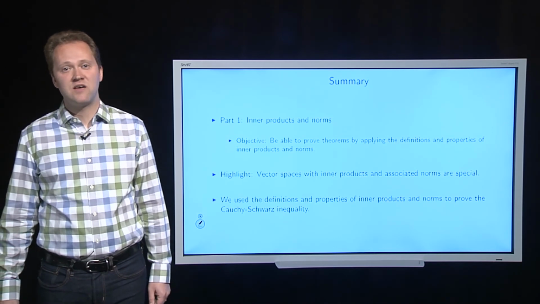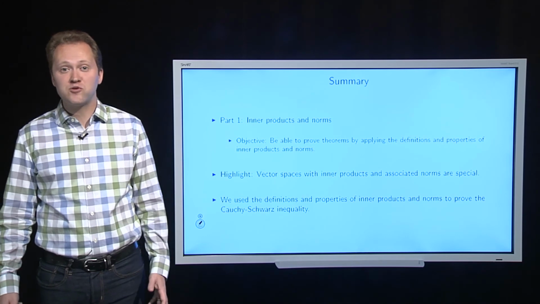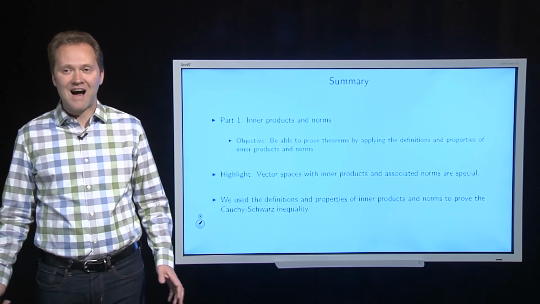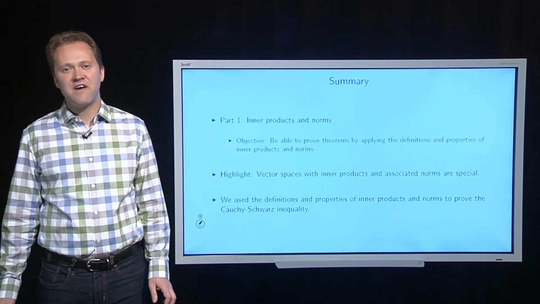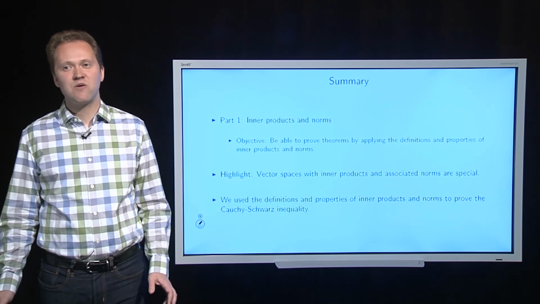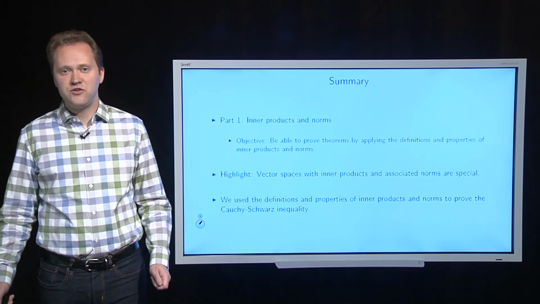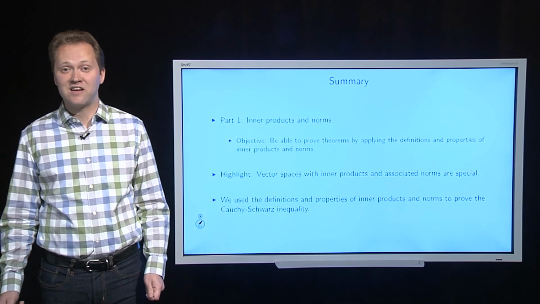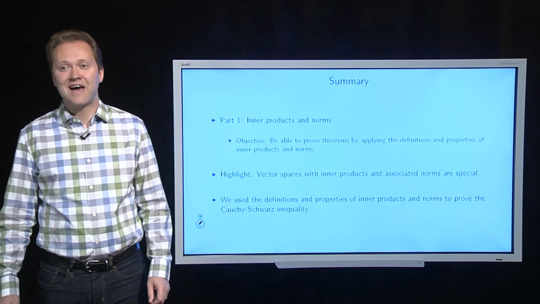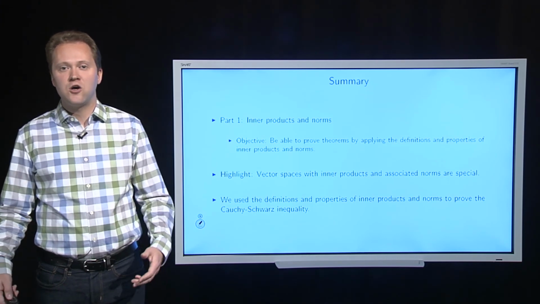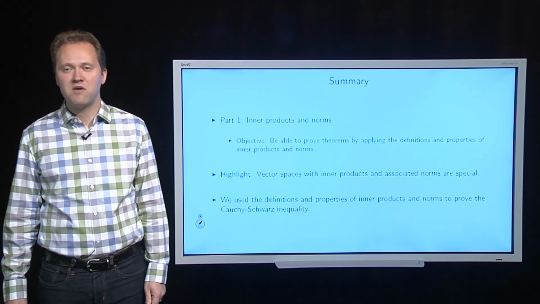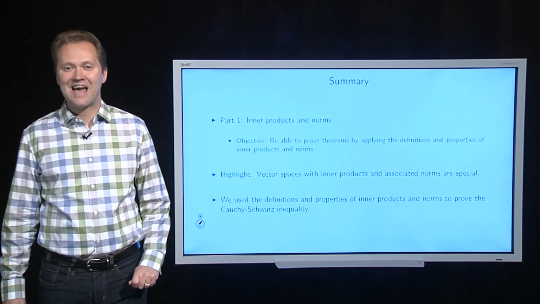So in this video, as a summary, our objective was to be able to prove theorems by applying the definitions and properties of inner products and norms. The highlight, the punchline of this video, is that vector spaces that are endowed with inner products, and thus have associated norms, are somehow special. In the next part, we will use the definition of an inner product to explore orthogonality. Without the concept of an inner product, that would be impossible. And in terms of the calculations we did, we used the definition and properties of inner products and norms to prove the Cauchy-Schwarz inequality, although I left some explorations open for you to fill in the gaps where needed.